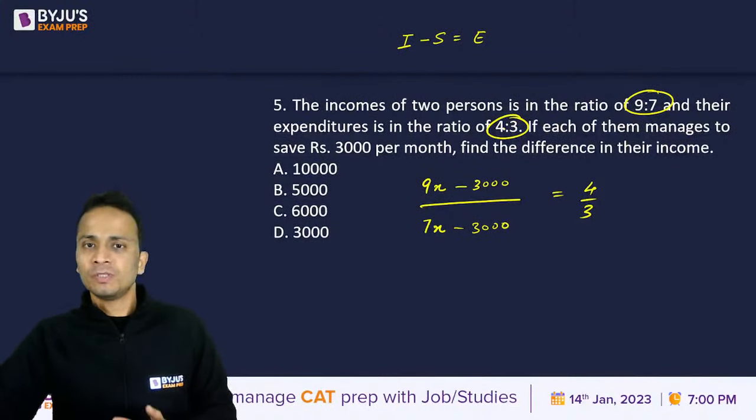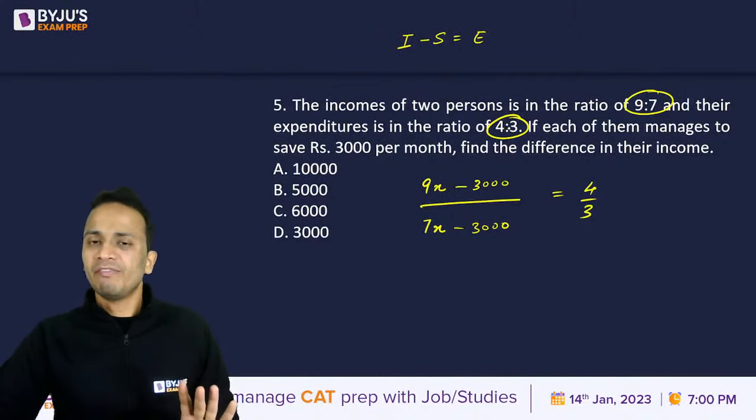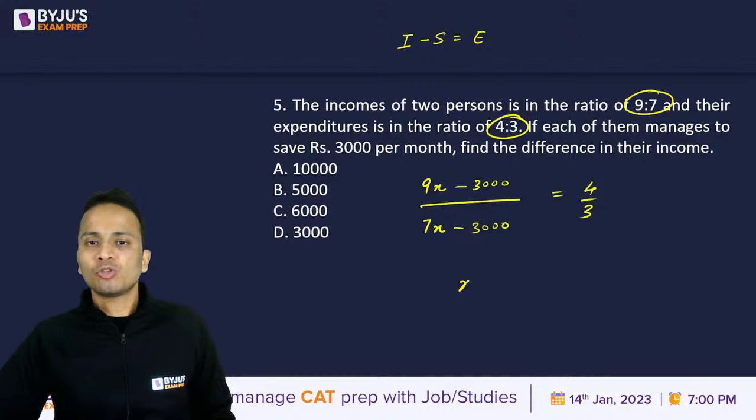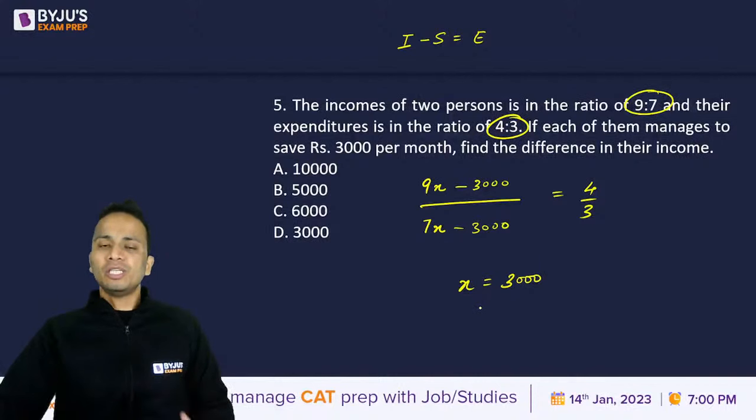You can do it this way also, okay? But I am using one variable only. Okay? Now cross multiply. 27, 28. So the value of x will come out to be 12,000 minus 9000, that is 3000. So the value of x is 3000.